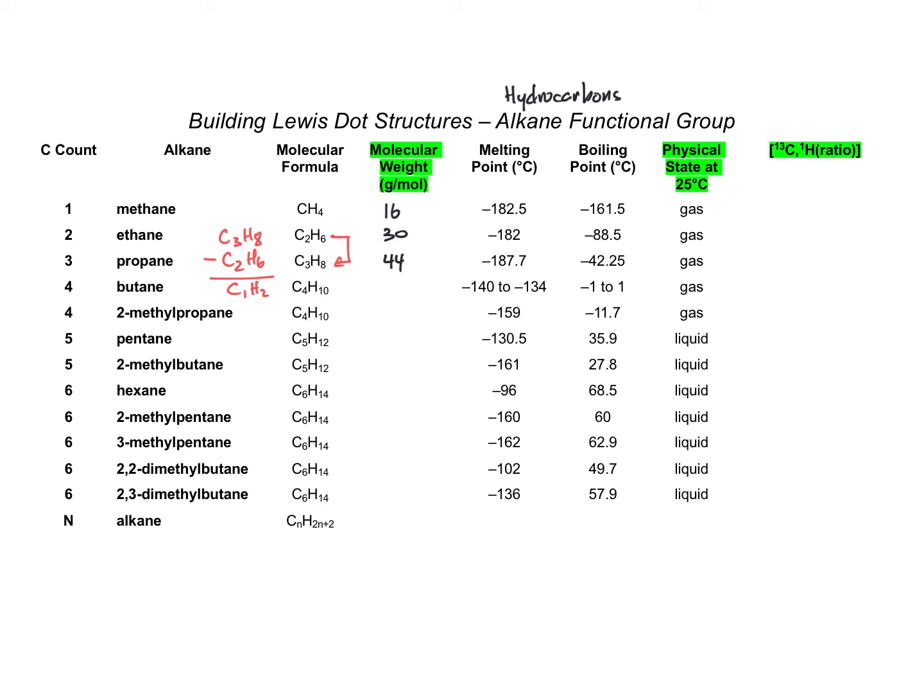And you can do that because if you take 3 times 12, that's 36. Then you add 8, that's 44. So if we do the same thing for going to butane, C4H10, you can see the difference between these two is C1H2. It's always going to be that in this series that we're looking at now. So the molecular weight of that's going to be 58.